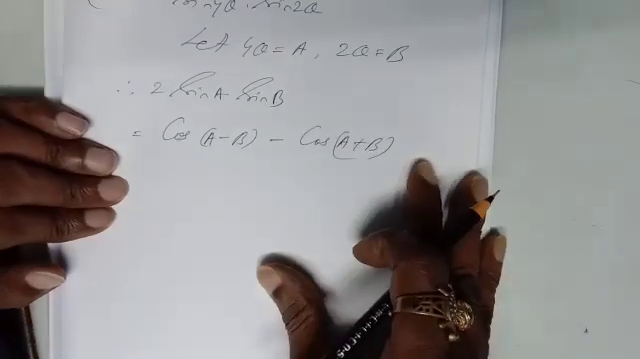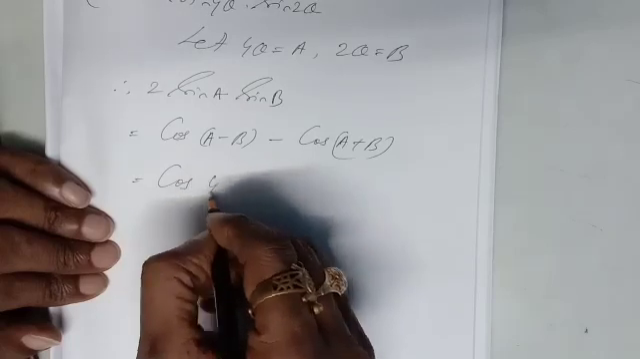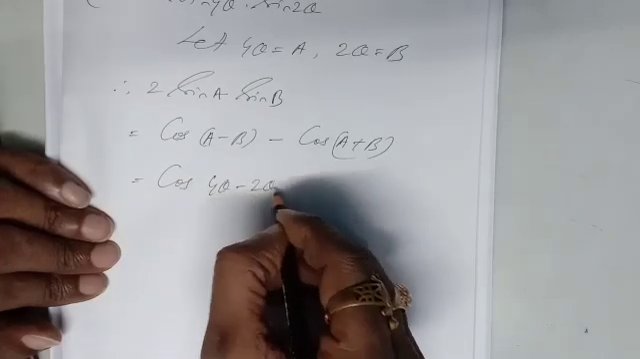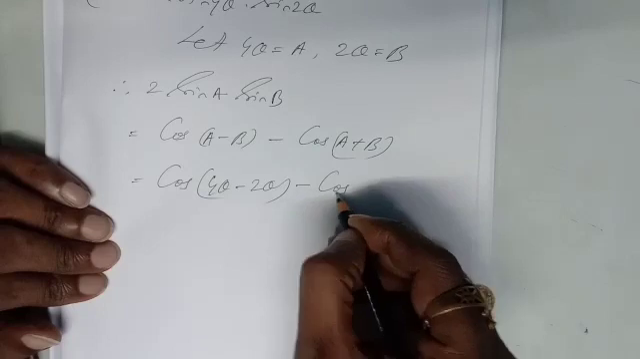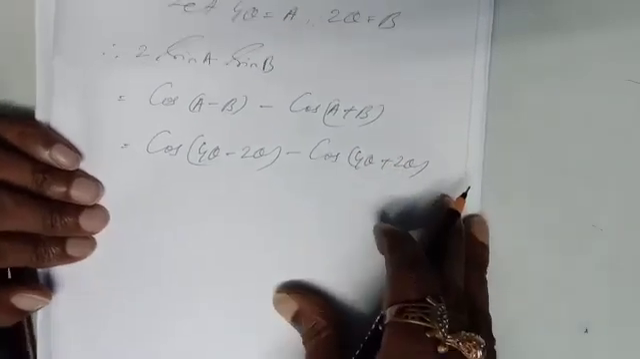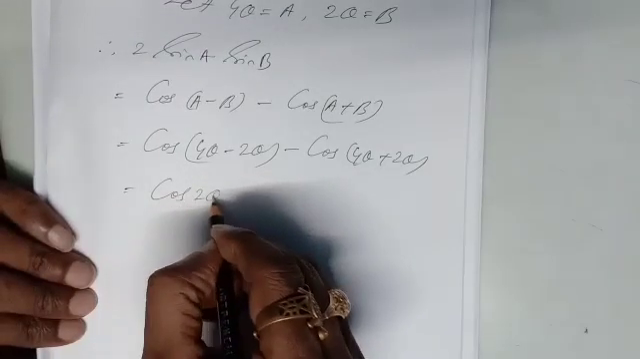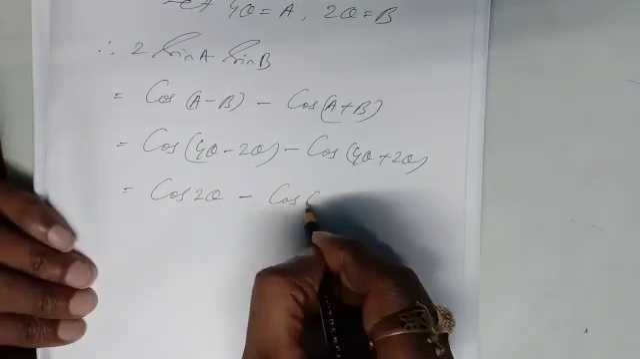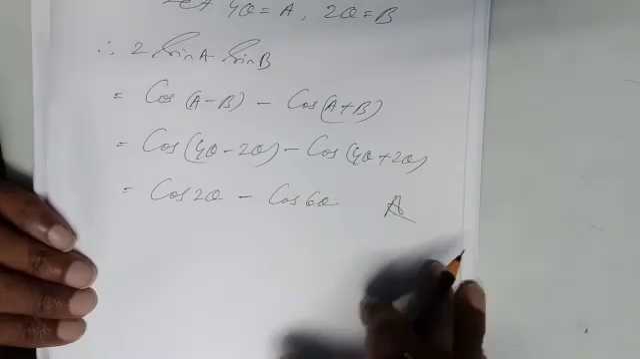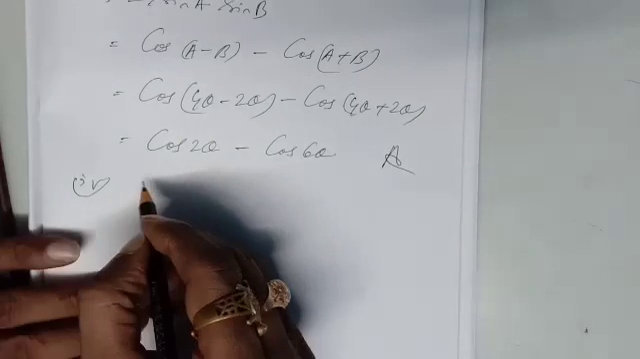You have to memorize the formula. That means cos of 4 theta minus 2 theta minus cos of 4 theta plus 2 theta. So what is the result here? This is coming cos 2 theta minus cos 6 theta. In this way, the third part is also completed. Let us go to the fourth part. This is the last part today.